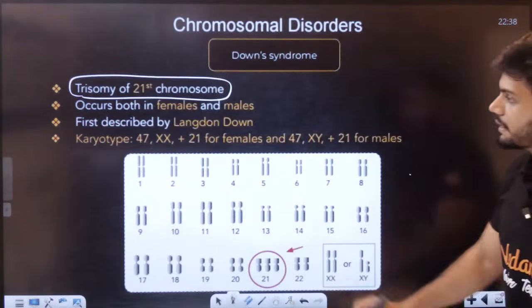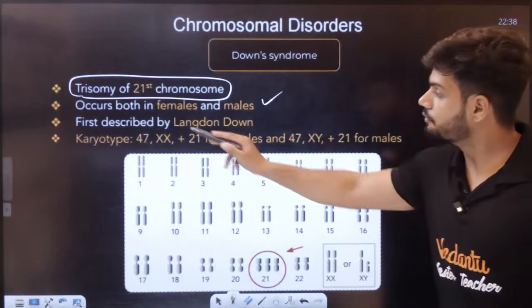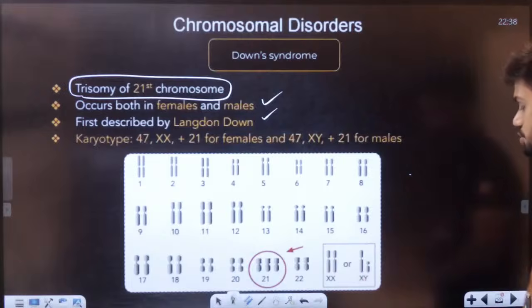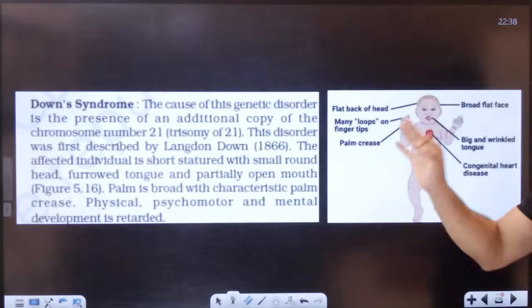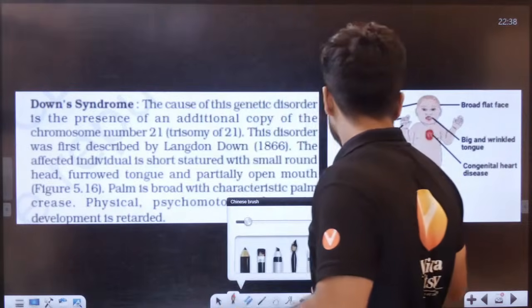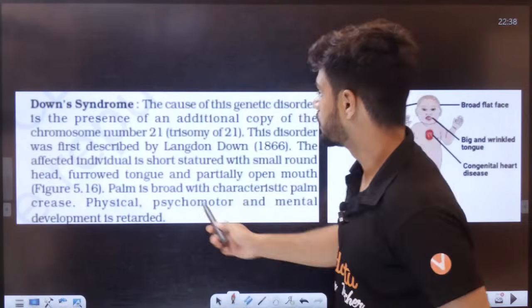Aneuploidy is happening. It occurs both in males and females. First discovered by Langdon Down. One extra chromosome is present in the 21st position here. Here, symptoms are very important, students. What are the symptoms here?